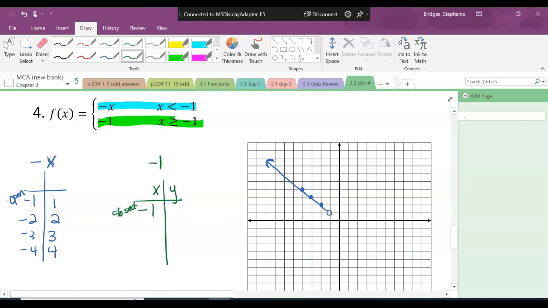And then give me some numbers greater than negative 1. And then since my function is just negative 1, is there anywhere to plug those x's in? No, so every y value is just going to be negative 1. All right, so I'm going to plot the point negative 1, negative 1 with a closed circle. 0, negative 1, 1, negative 1, 2, negative 1.